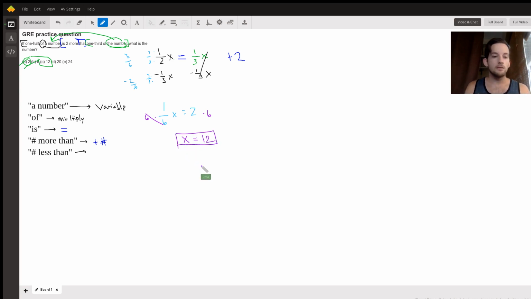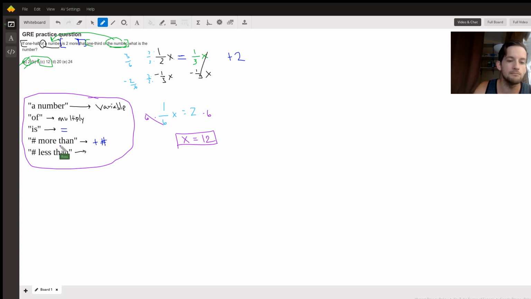So regardless of the path you choose, guessing and checking or doing the algebra, just pick whichever is going to be fastest for you. And definitely remember these terms and what they mean. A number, of, is, more than. Less than we didn't use here, but it's the same as more than, just with minus. Knowing some of the vocabulary and just having that strategy to approach these problems can be really helpful and make them way easier than they may seem at the outset.